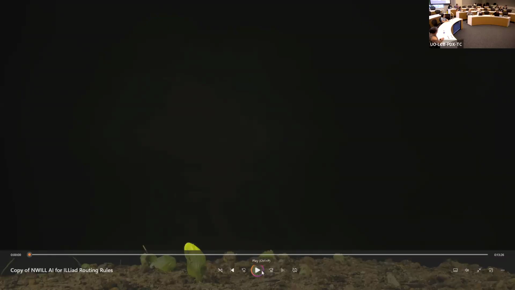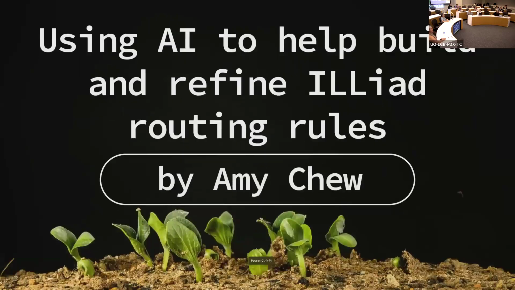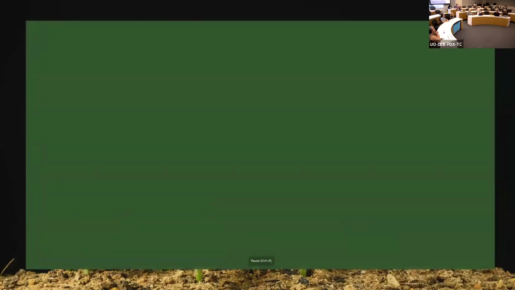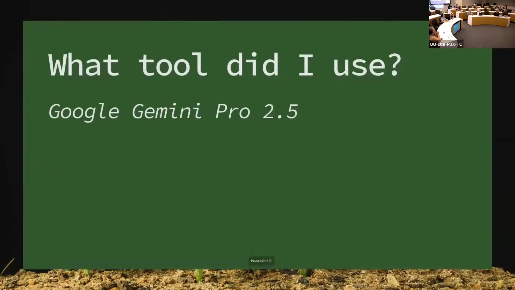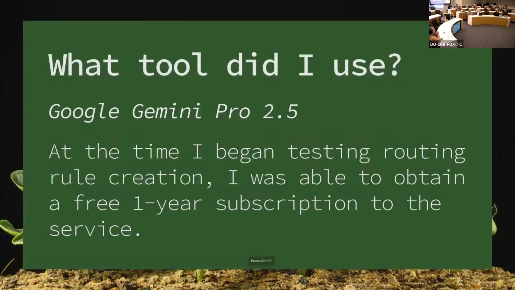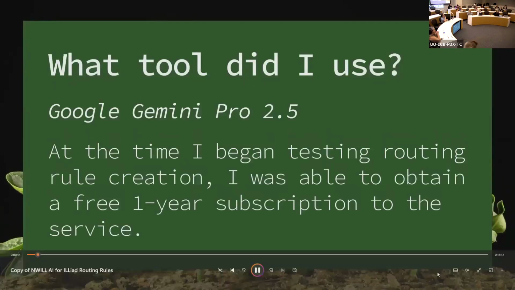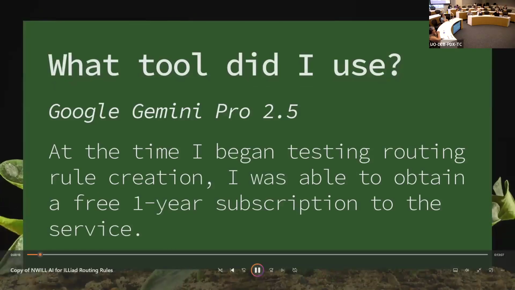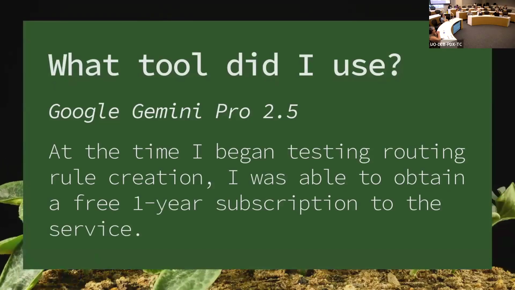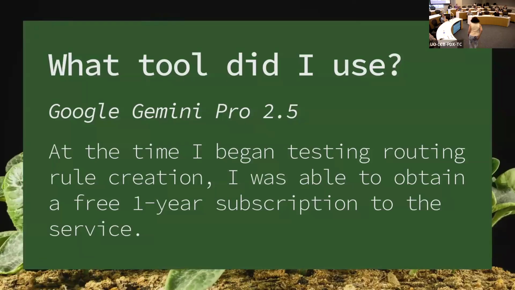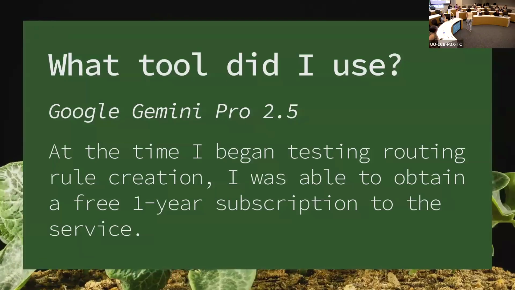Hello, this is Amy Chu. This is using AI to help build and refine your routing rules. I wanted to let you know the tool that I used for this project was Google Gemini Pro 2.5. And at the time I began testing these sort of routing rules, I had access to a 1-year subscription for this content that I obtained freely by using my .edu email address.